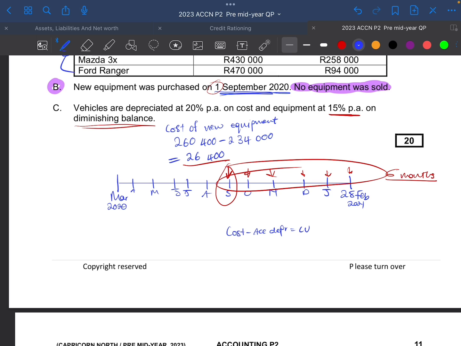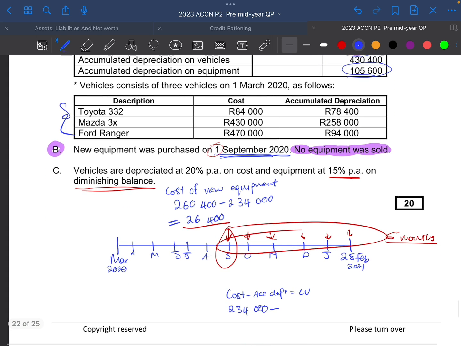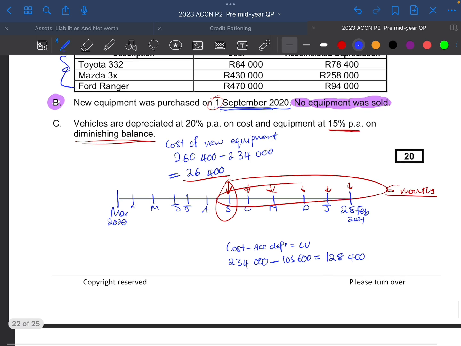And then here our cost price in this case is 234 minus accumulated depreciation of 105,600, which gives us the carrying value of, let's see, 128. I almost have 12,000. Okay, so it's 128,400. There we go.